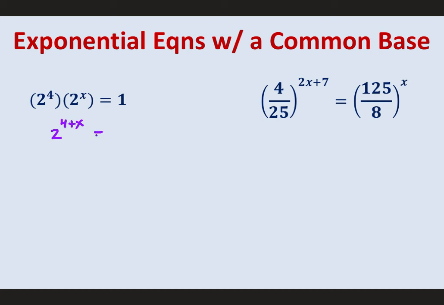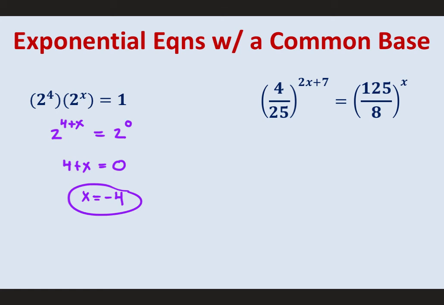And then this other side, this 1, this looks trickier, like 1's smaller than 2. But you have to remember that anything to the 0 power equals 1. So we can rewrite that 1 as 2 to the 0. The bases are now the same, so 4 plus x equals 0. Subtract the 4 to the other side, x equals negative 4 for your answer.